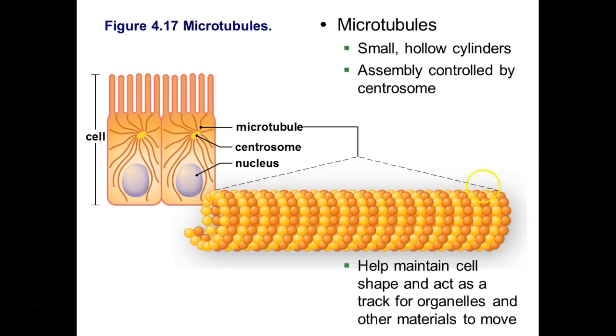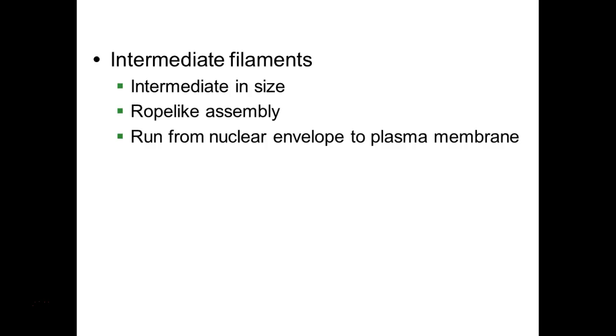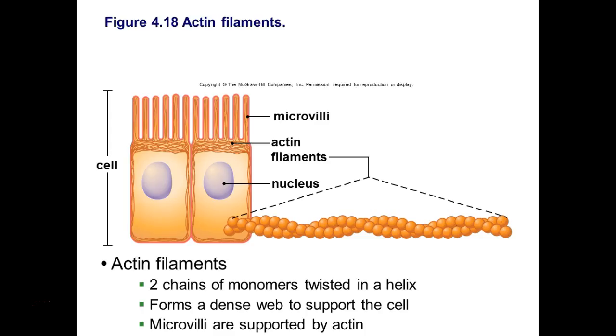So here you see the microtubules. Microtubules are made of a protein called tubulin. Tubulin is a spherical protein, so it's almost like a string of pearls on a necklace, and it's wound around and around and around. It's hollow in the center, so it's like a big rigatoni. It helps to maintain the cell shape, and it acts as a track for organelles and other materials to move. So you can see it extends throughout the entire cell, and it arises from the centrosome. The intermediate filaments are rope-like in structure, as I mentioned.